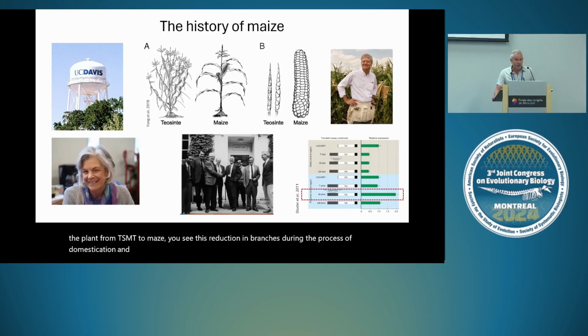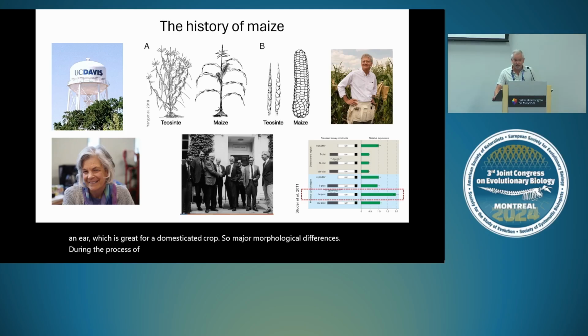And if you look at the ears, they're really dramatically different. So in teosinte, you have these disarticulating seeds which break apart and can disperse. That makes a lot of sense for a wild plant. But within maize, you have all of these naked kernels that are bound to an ear, which is great for a domesticated crop. So major morphological differences during the process of domestication.